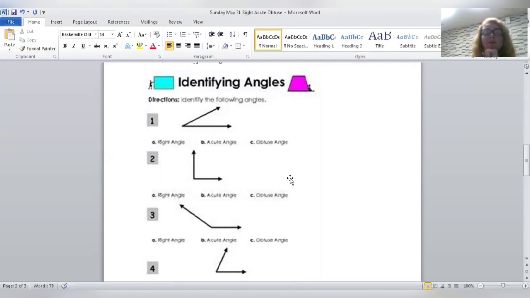And how about number 2? Does it look exactly like an L shape? If it does, which one would you choose? I'm sure you guessed a right angle. So I'll let you figure out number 3 and number 4. Are they right angles, acute angles, or obtuse angles?